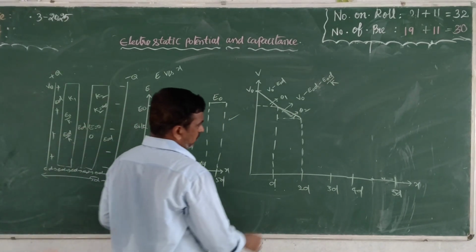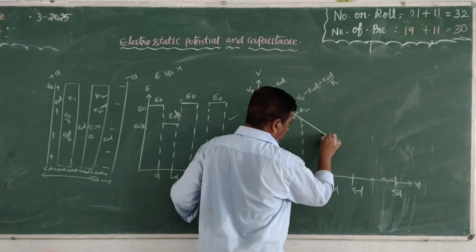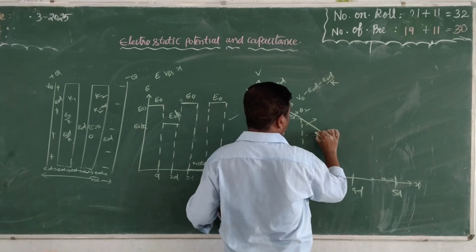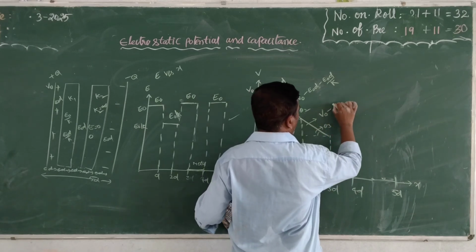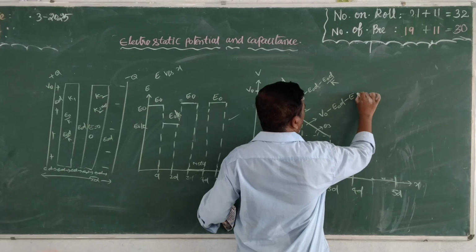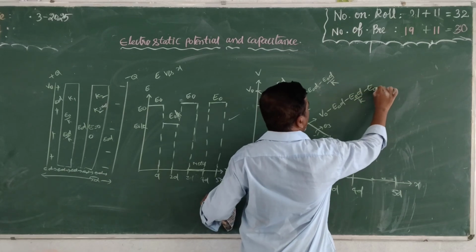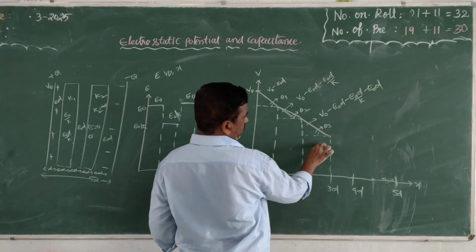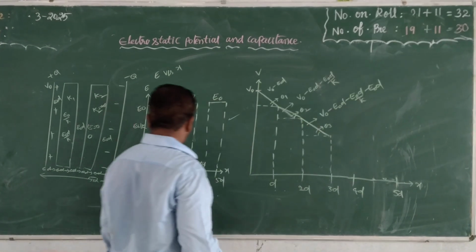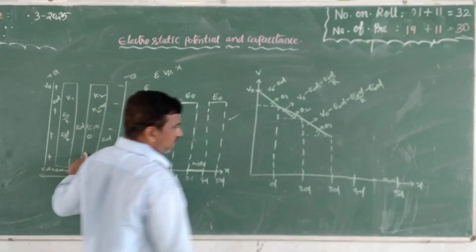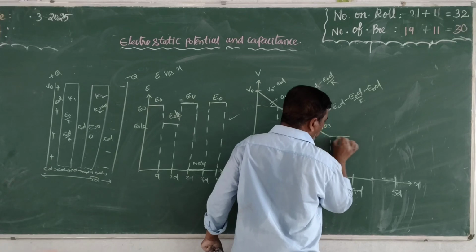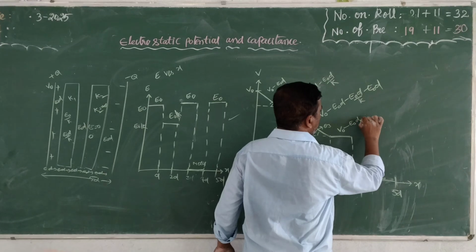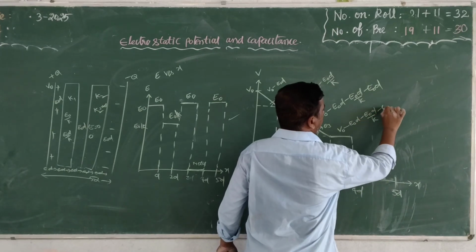Next, at 3d, the air medium again means more decrease, with theta 3. The potential here is V naught minus E naught d minus E naught d by k minus E naught d, because again it is air medium, dielectric, then air medium. Next the metal is there after the dielectric, so the electric field is 0 and the potential stays constant with no change: V naught minus E naught d minus E naught d by k minus E naught d.